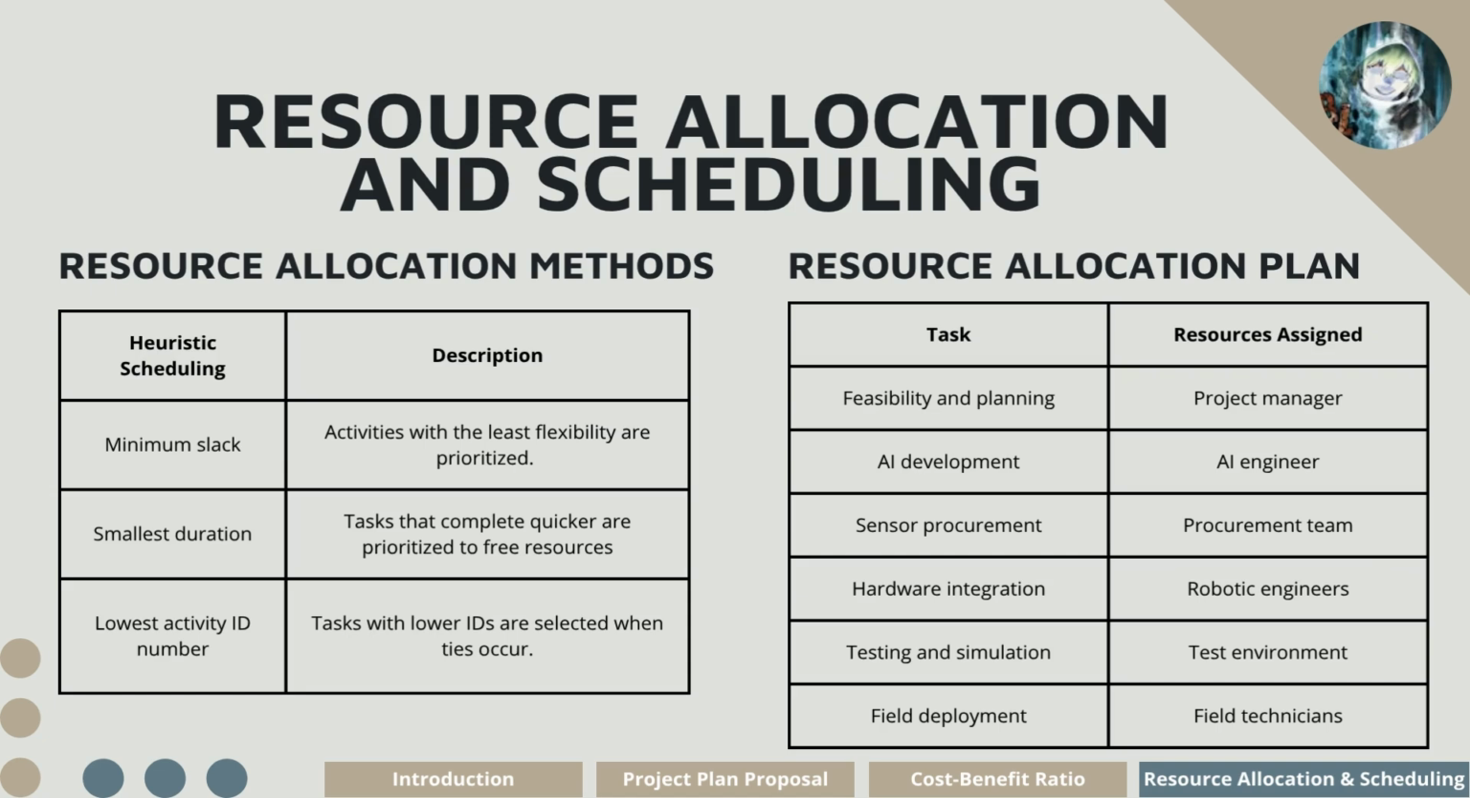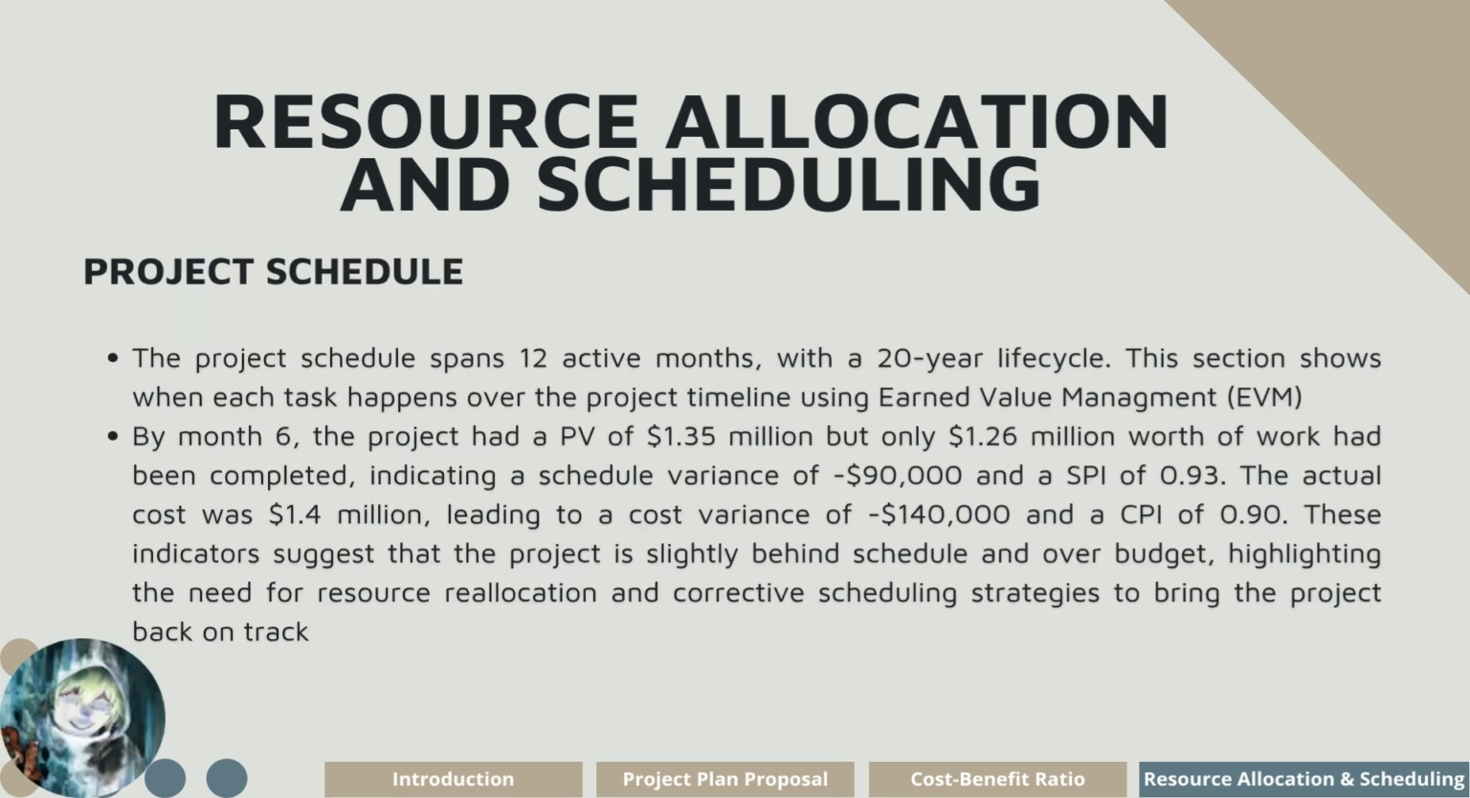In resource allocation plan, this section will assign who and what is needed to carry out the project successfully. As you can see on the table, each task has a specific person who will complete the task. Lastly, project schedule. The project schedule spans 12 active months with a 20-year life cycle, and we will be using the EVM method in this section. After calculating at 4 months, the indicators suggest that the project is slightly behind schedule with an SPI of 0.93 and over budget with a CPI of 0.90.